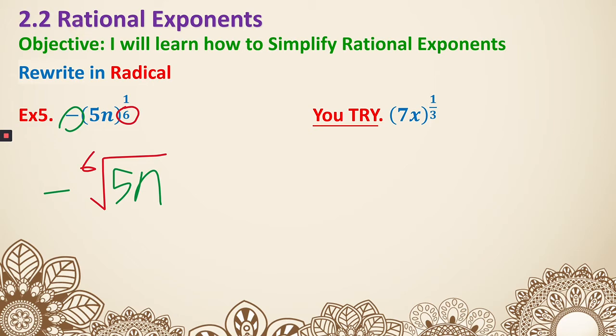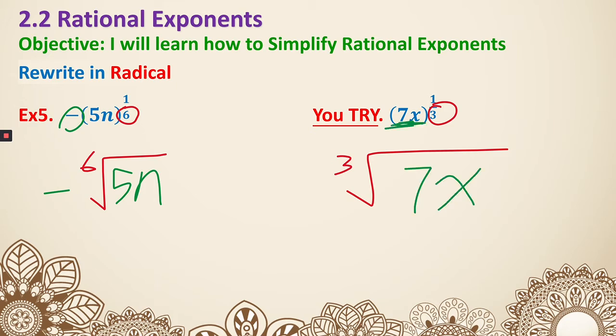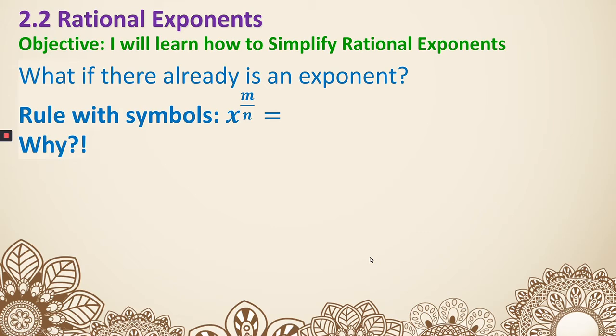Next, I see this 1/3. So that means my index is 3. I write a radical sign. Then I see 7x is all together as the base. That is going to go inside my radical sign. And that is done. Next, let's learn some more difficult cases, or slightly more complicated.